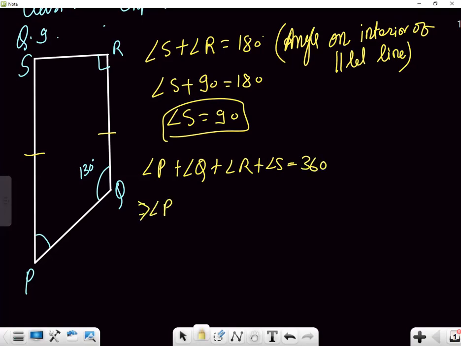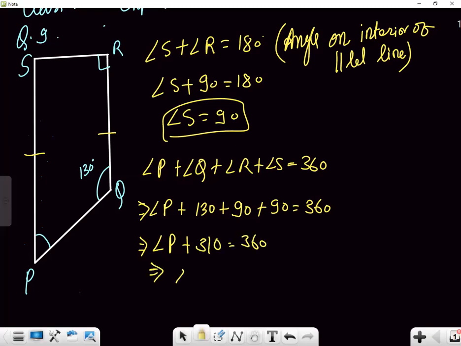So you have to find the value of angle P. What is the value of angle Q? It is 130. What is the value of angle R? Angle R is 90 and angle S is also 90, equal to 360. So finally, angle P plus 90 plus 90 is 180, 180 plus 130 is 310, equal to 360. So finally the value of angle P is 50 degrees.